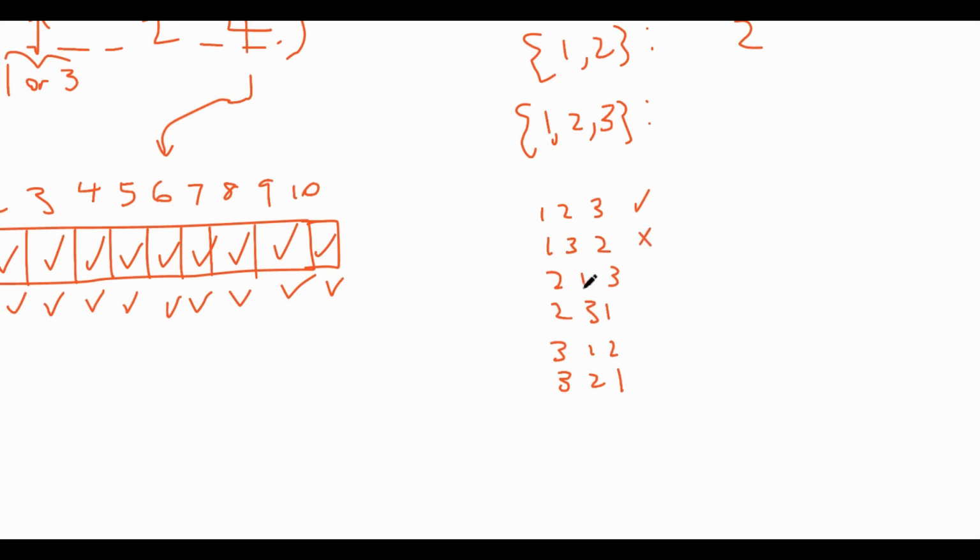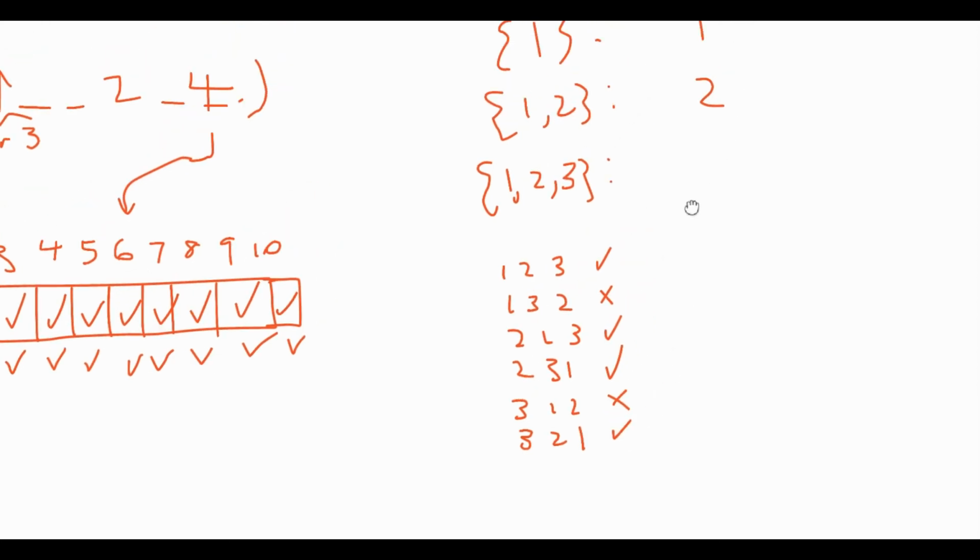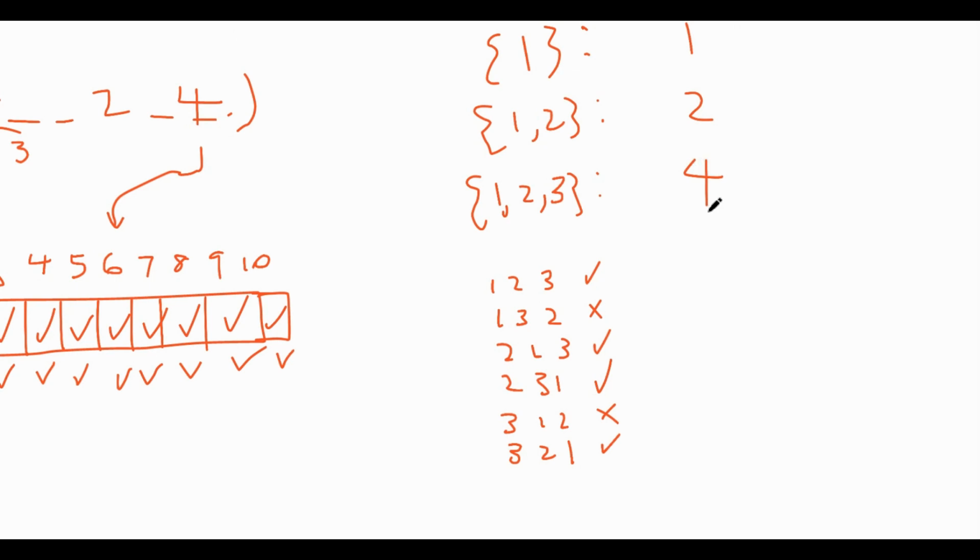For 2, 1, 3, is 2 before the 1? It is. Is 2 before the 3? It is, so this is fine. For 2, 3, 1, is 2 before the 3? It is. Is 2 before the 1? It is, so this is fine. For 3, 1, 2, is 2 before the 1? No, it isn't, so this one is not fine. And finally, for the last one, is 3 before the 2? It is. And is 2 before the 1? It is. So this one's fine. So there's a total of 4 different ways we can do it if there were 3 elements.